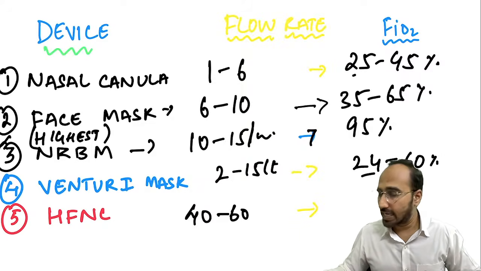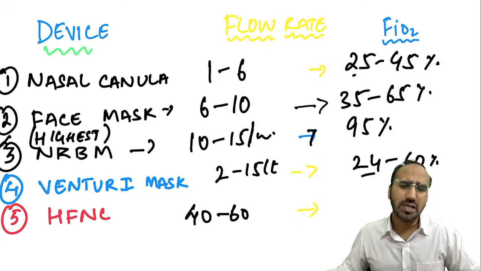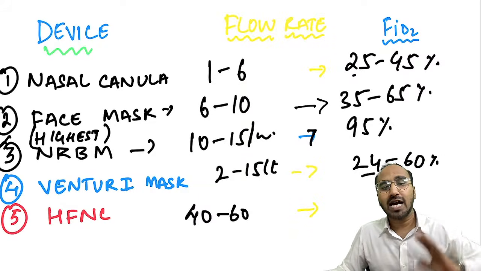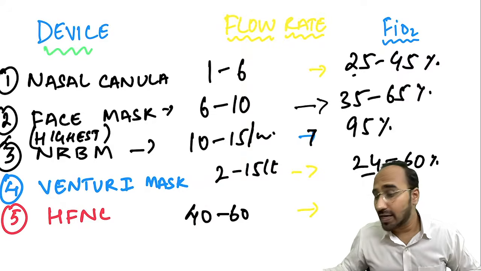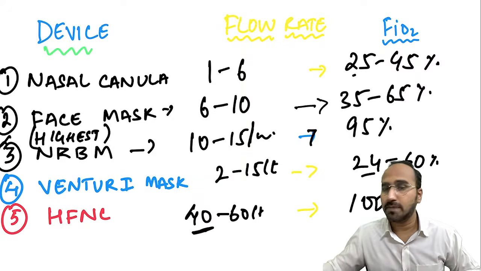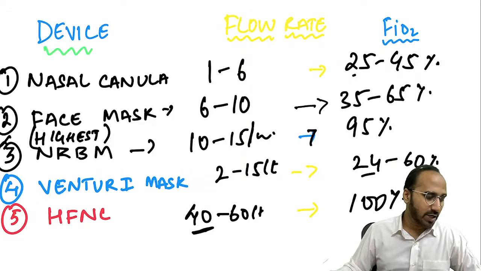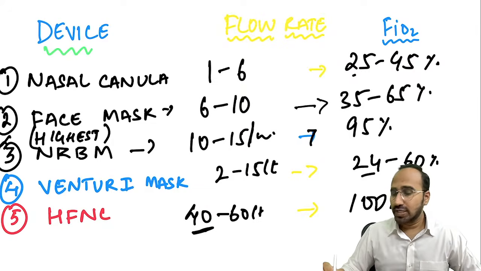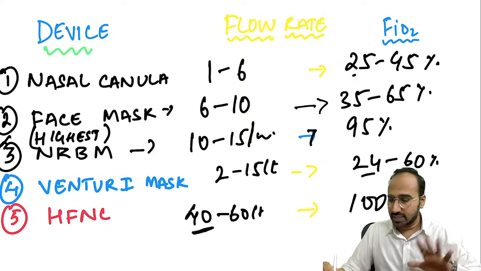High flow nasal cannula. If nothing works, usually in the COVID times, we were mostly using the NRBM and the high flow nasal cannula, which delivers 40 to 60 liters of oxygen per minute. That will deliver 100% FiO2, right? So that was regarding the oxygen delivery devices.